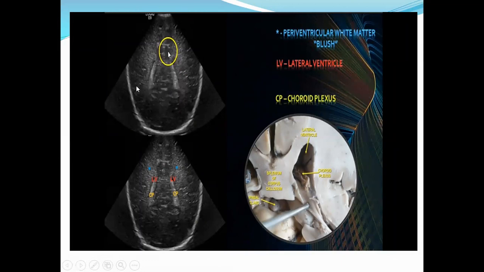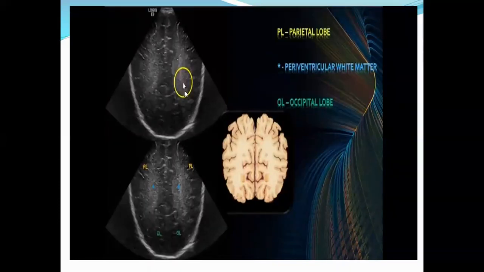Then periventricular white matter. Again, yellow, very important. So the last image that you see is the periventricular white matter. Very important, especially in the cases where you are answering a clinical question in which the neonatologist is asking about, is there HIE or not? Hypoxic ischemic encephalopathy. Is it there or not? This image is very key.